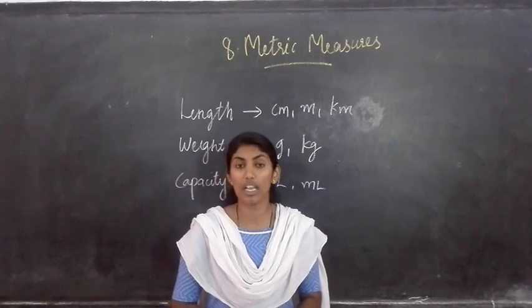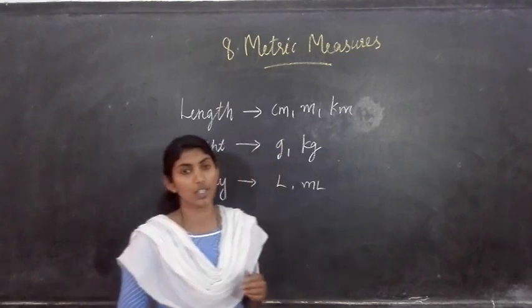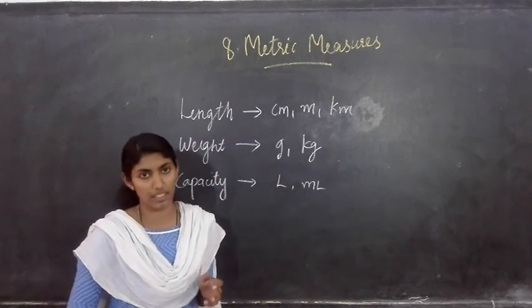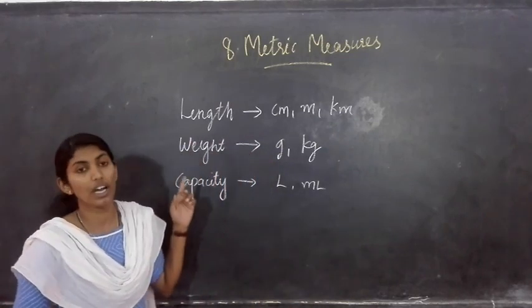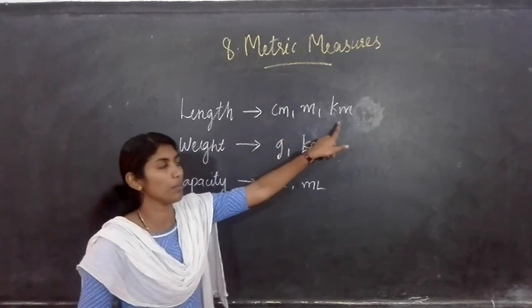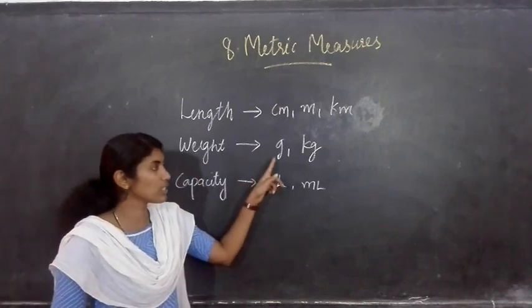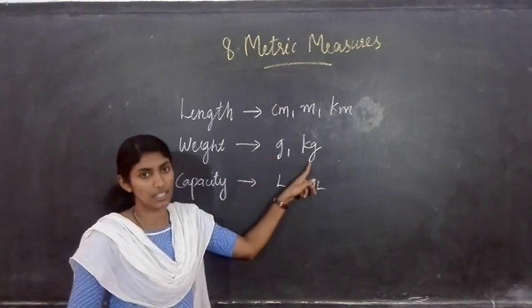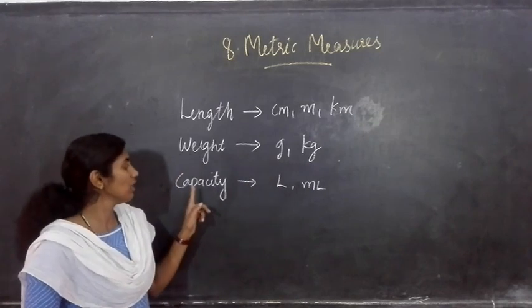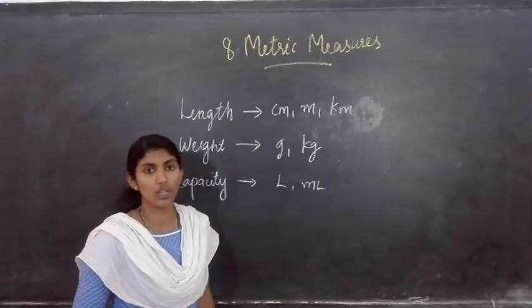Today we are going to learn the 8th chapter, metric measures. In your lower classes, you used length, weight and capacity. To measure length, we generally use centimeter, meter and kilometer as units. To measure weight, we use gram and kilogram as units. And to measure capacity, we use liter and milliliter as units.